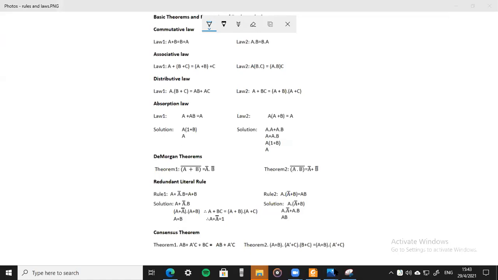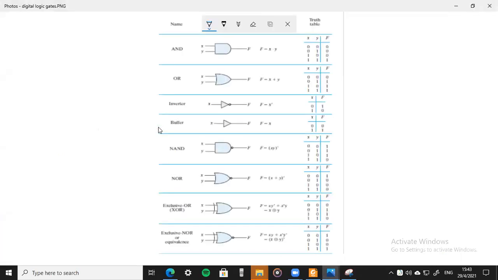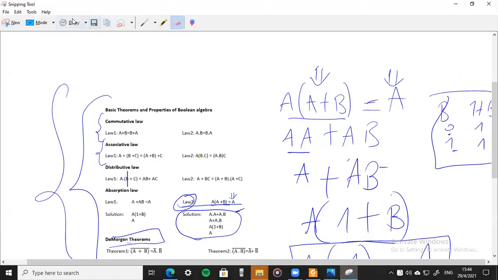Okay, share the screen. Voila. These are some of the gates which we use. Will this pen work? No, doesn't work. Why does it work? Okay, these are some of the gates which we will be using.